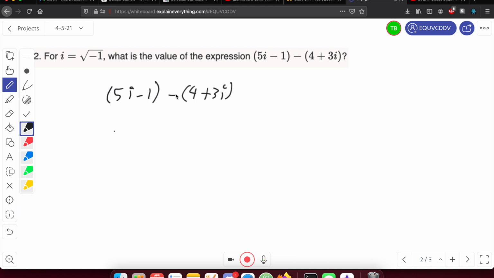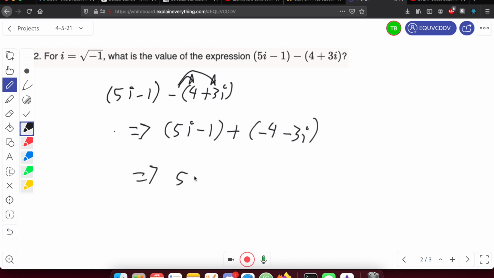So we're going to distribute the negative through this parenthesis, which leaves us with 5i minus 1 plus negative 4 minus 3i. Now, since we're simply adding parentheses, we can drop the parentheses entirely and get 5i minus 1 minus 4 minus 3i. And now, like I said before, we treat i as a variable, and this just gives us 5i minus 3i is 2i. Negative 1 minus 4 is minus 5, and this is the simplified expression.